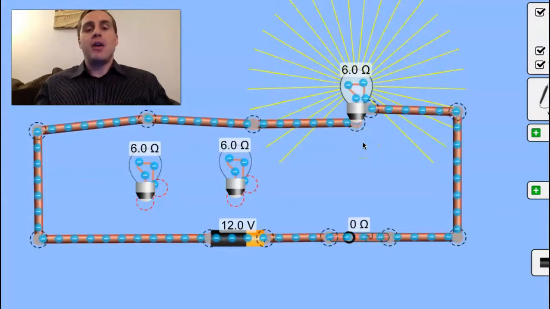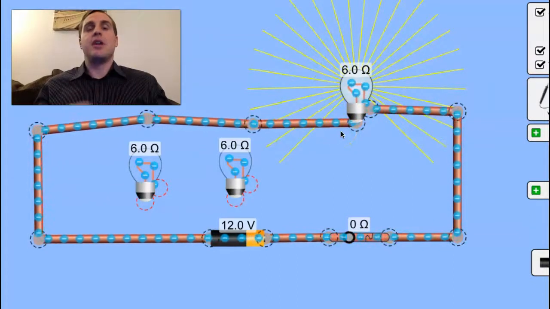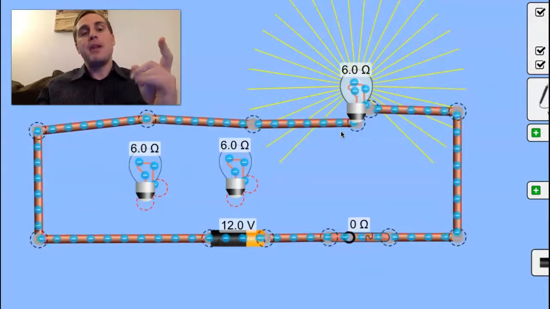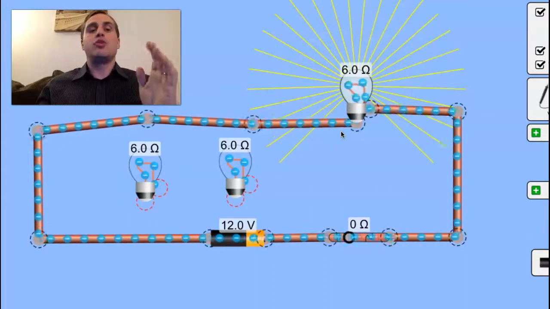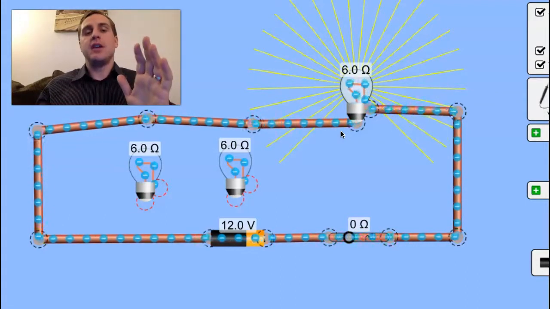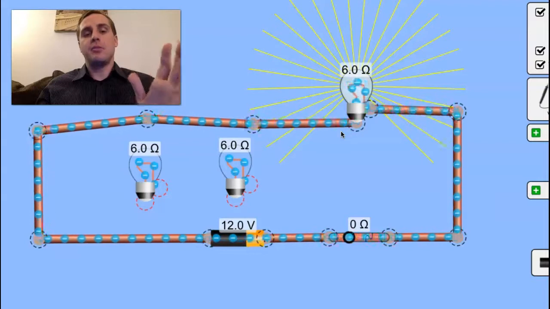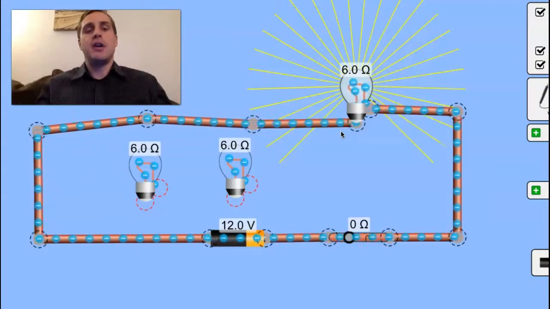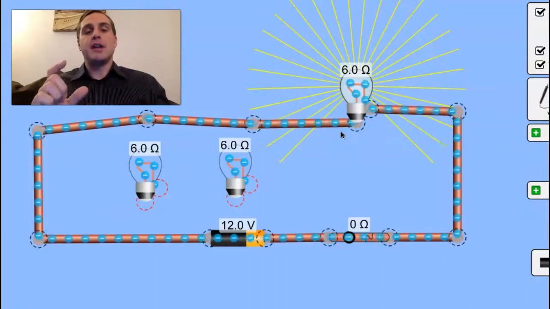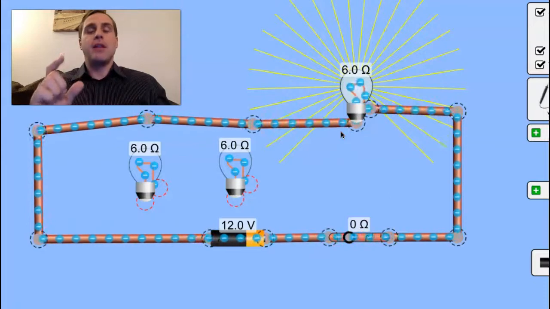Now, in the 2000s, many of these incandescent bulbs have been replaced with either compact fluorescent bulbs or maybe even LEDs, which are light-emitting diodes. I won't be discussing all the details of compact fluorescent bulbs and light-emitting diodes, but suffice it to say, they are generally more energy efficient, and they use a different process of producing electromagnetic radiation compared to an incandescent bulb.